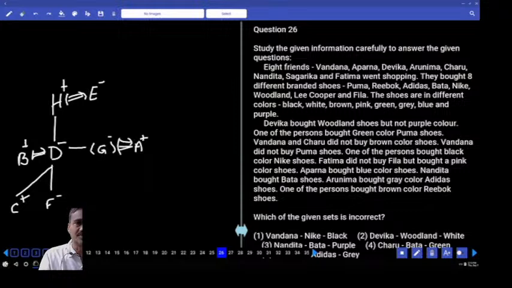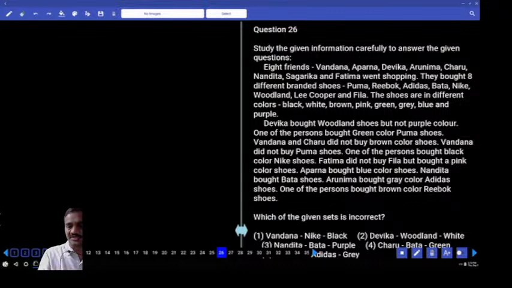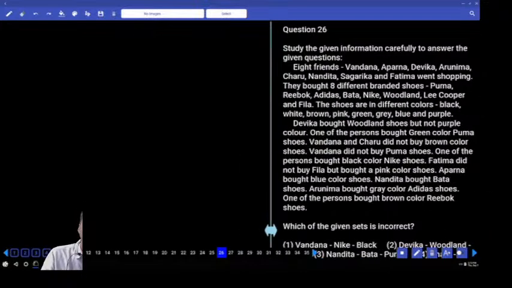Then 26 to 30. In these question numbers 26 to 30, there are 8 friends: Vandana, Aparna, Devaki, and so on. They bought 8 different branded shoes, and the colors were also clearly given. Now tell me, which category does it come under? Distribution. Two-parameter distributions were there. Then what is the diagram we need to have?